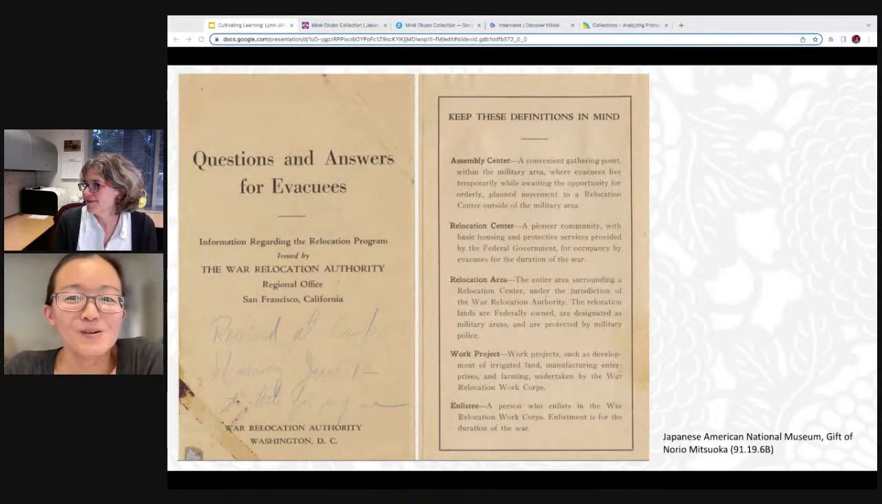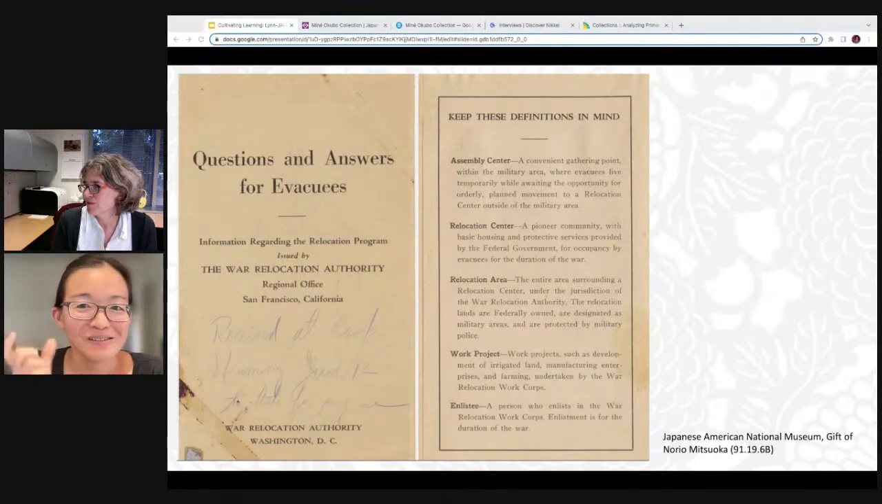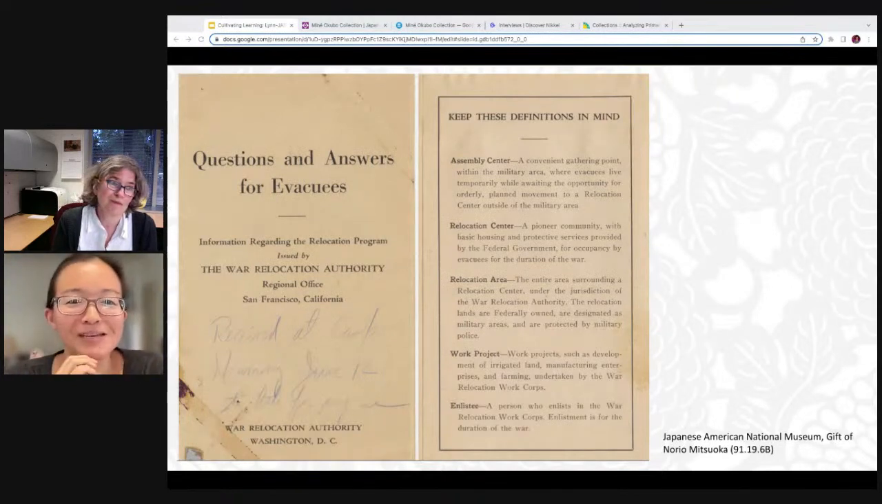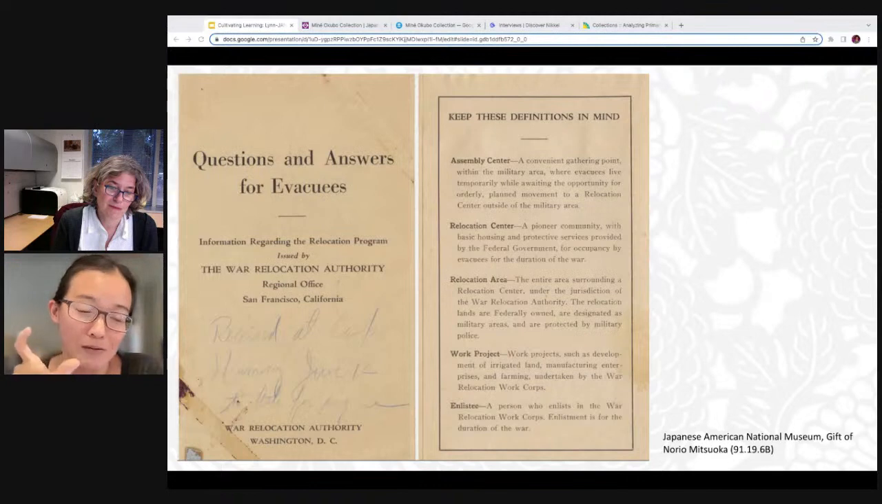So this is the first of three descriptions of these temporary detention centers that we're going to look at this evening. So this is a document, of course. And any observations about that definition of the assembly center? And this is what I described was often temporary detention centers that were at racetracks, former horse stalls. Yeah.